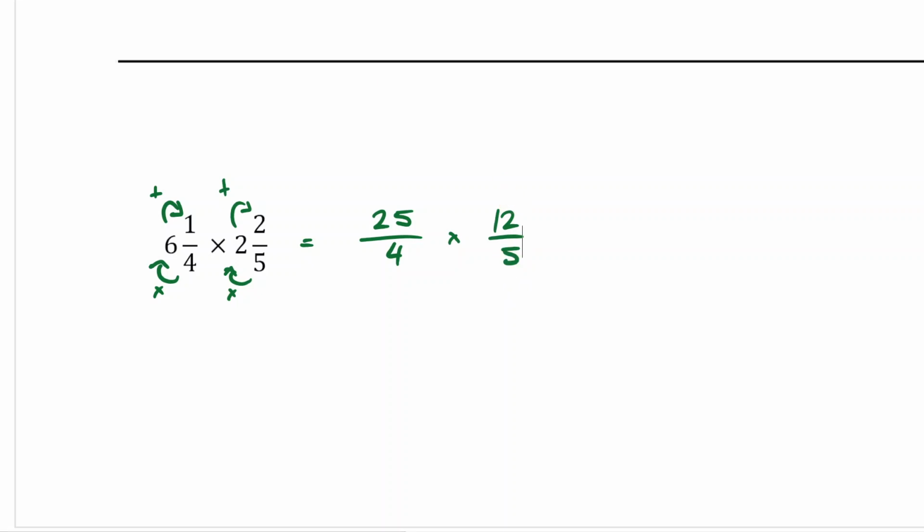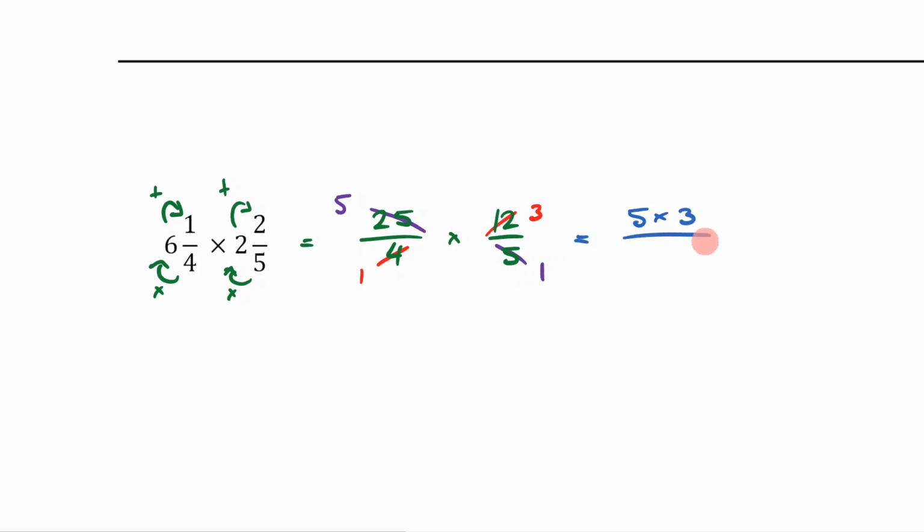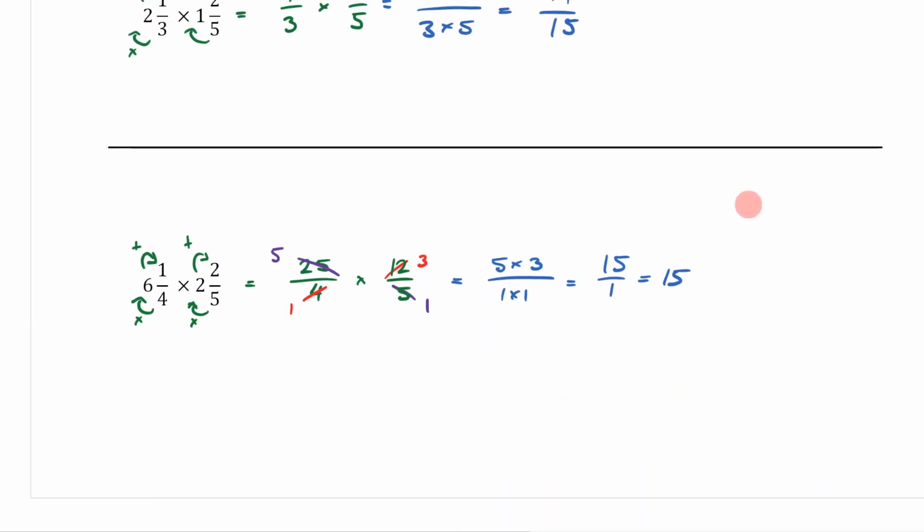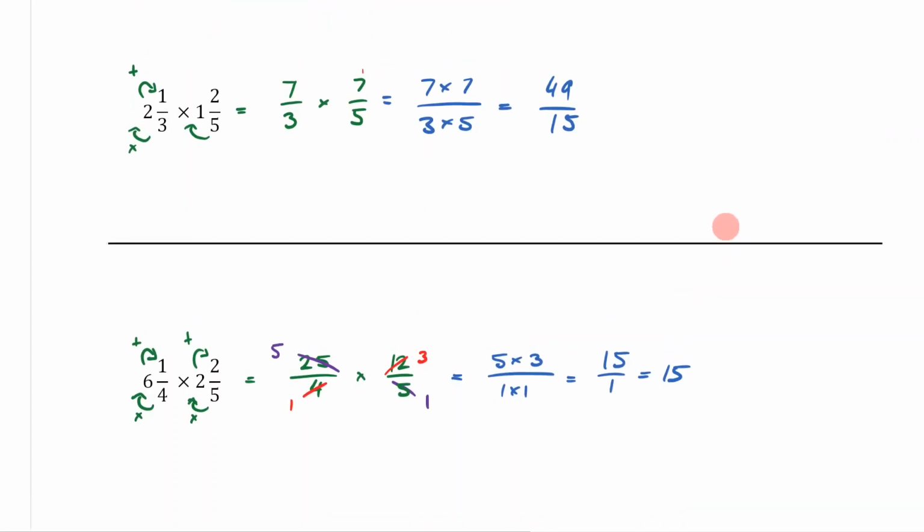Okay, once I've done that, I'm now going to cancel. Let's see where I can cancel. I can cancel diagonally here. 4 divided by 4 is 1. 12 divided by 4 is 3. And I can also cancel diagonally the other way. I can go 5 divided by 5 is 1. 25 divided by 5 is 5. And that's it. I can't cancel vertically anywhere. So that means I'm just going to end up with 5 times 3, 1 times 1, 15 on 1, which is 15. So make sure that you are simplifying it all the way there. Don't just leave it as 15 on 1. Make sure you say what the final answer is there.